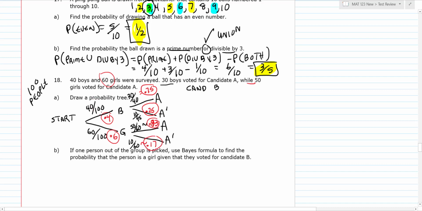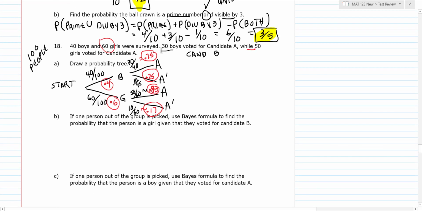A couple of things you want to notice on this. 40 of the 100 were boys, 60 out of 100 were girls. Those 2 probabilities add up to 100%. 30 of the 40 boys voted for candidate A, the rest didn't. So 75%, 25%. 50 of the 60 girls voted for candidate A, that's 0.83. The rest is 83%, 17%. Now that's your probability tree.